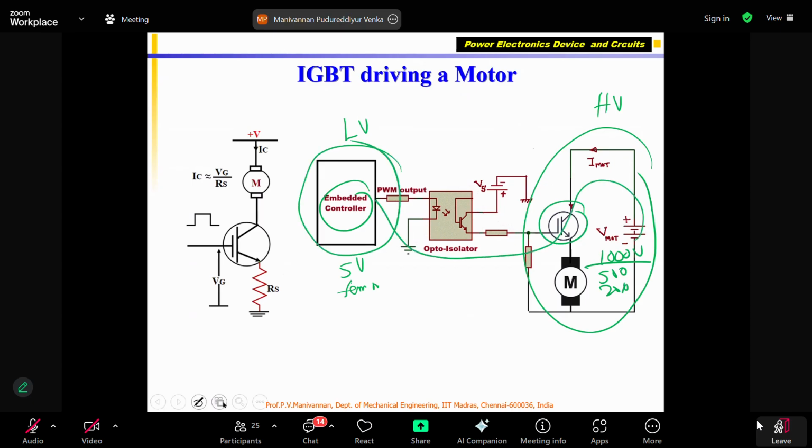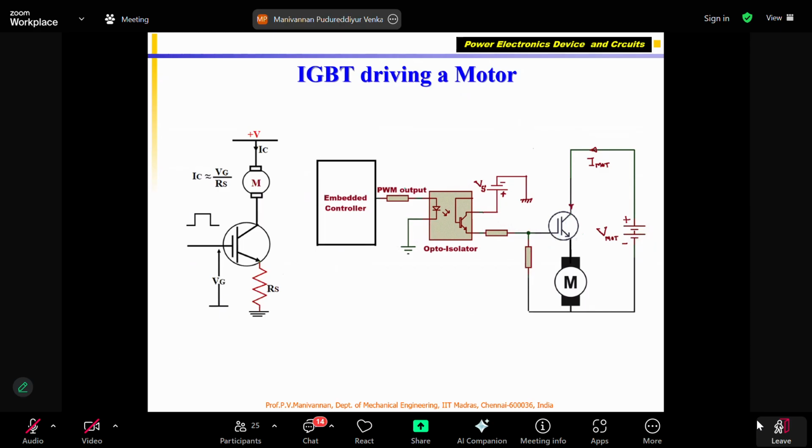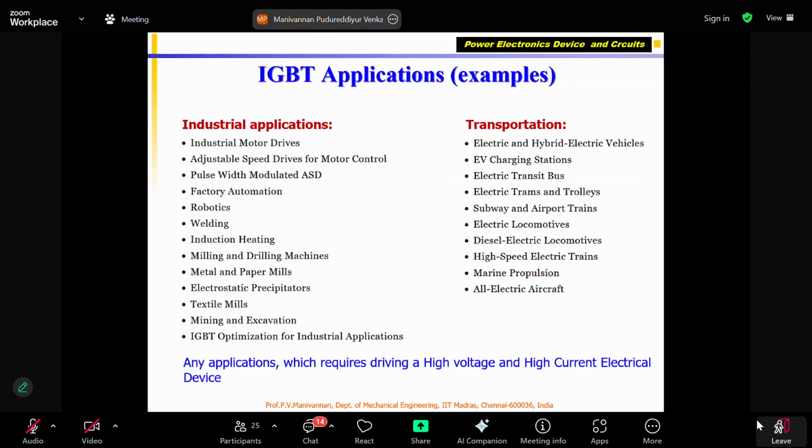So what they do is, the control signal from my embedded controller, the PWM control signal, will be given to what is called an opto isolator. From the opto isolator, the output is given to control this. The last slide: applications are enormous. Industrial applications, wherever high voltage and high current are required, will use IGBTs.